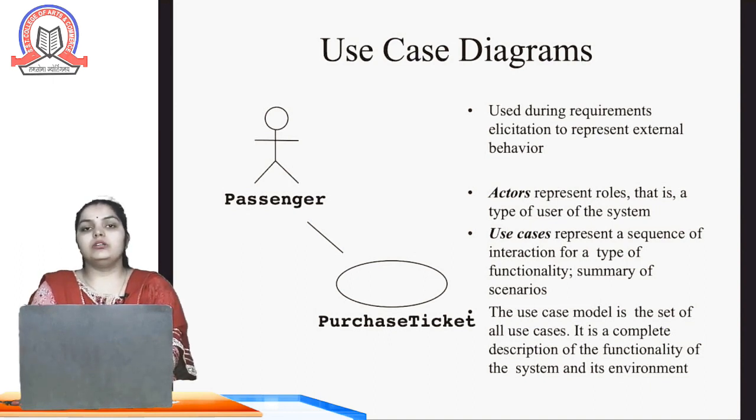Actor is nothing but any role or any person or user of the system, which can also be known as an actor. So for example, customer. So customer is nothing but a kind of actor. After that, use case. So use case basically is used to represent a sequence of interactions or a summary of any scenario. So here, as you can see, passenger is nothing but the actor and purchase ticket is an action. So here it is also known as a use case.